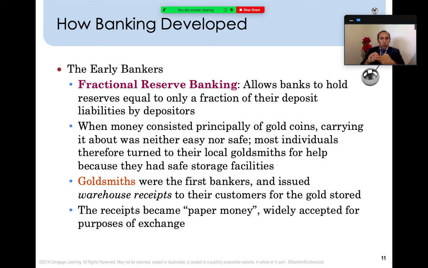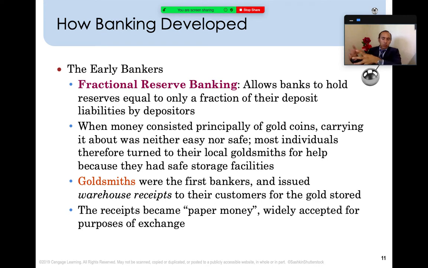when money was consistently made of gold and other forms of commodity, carrying it around was relatively difficult because it has some weight. Some people would steal it. You had the all-American movies of cowboys stealing the gold. Most individuals would be scared when they transferred the gold. It would get robbed. So they turned to their local goldsmiths, who were the early bankers, for help.